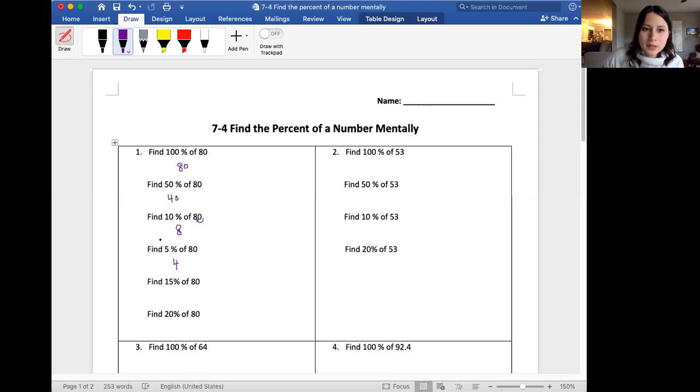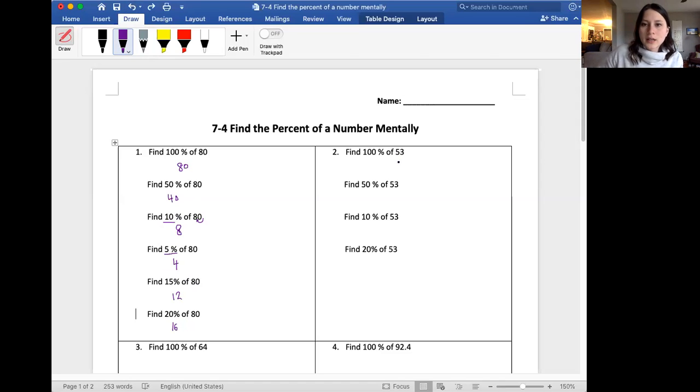15%, well, isn't 15% just 10% and 5% combined? So I could find those two and add them together. That would be 12. 15% of 80 is 12. 20%, well, isn't 20% double what 10% would be? So what's 8 times 2? 16, right? So 16 is 20% of 80.